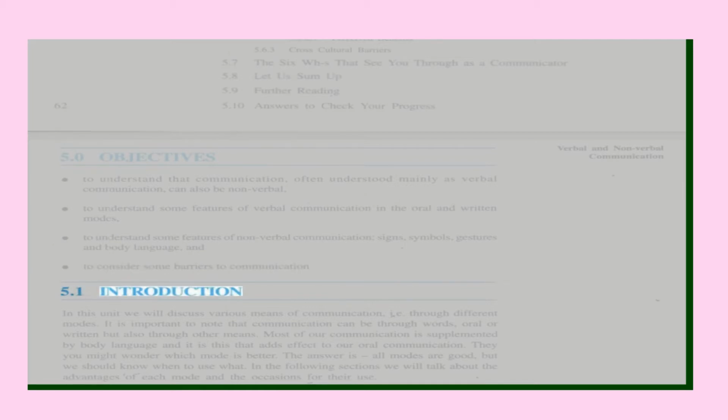5.1 Introduction. In this unit we will discuss various means of communication, through different modes. It is important to note that communication can be through words, oral or written, but also through other means. Most of our communication is supplemented by body language, and it is this that adds effect to our oral communication. Then you might wonder which mode is better. The answer is, all modes are good, but we should know when to use what. In the following sections we will talk about the advantages of each mode and the occasions for their use.